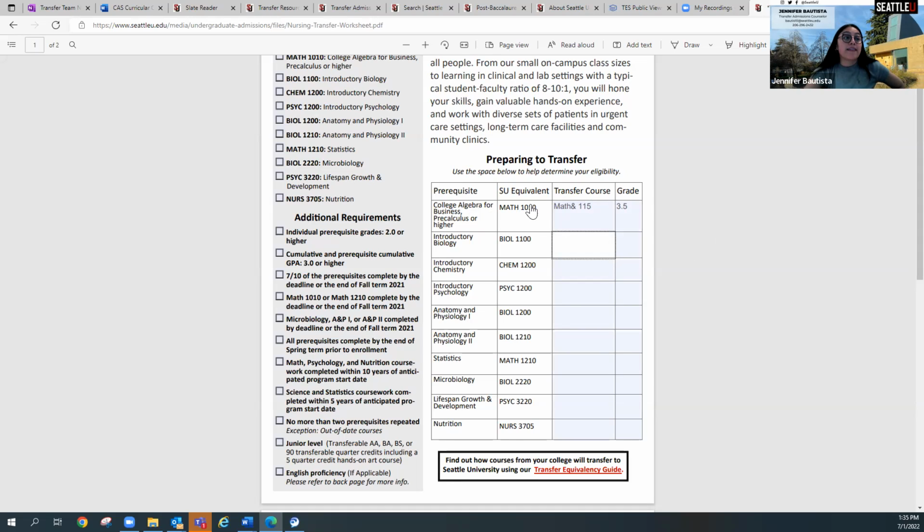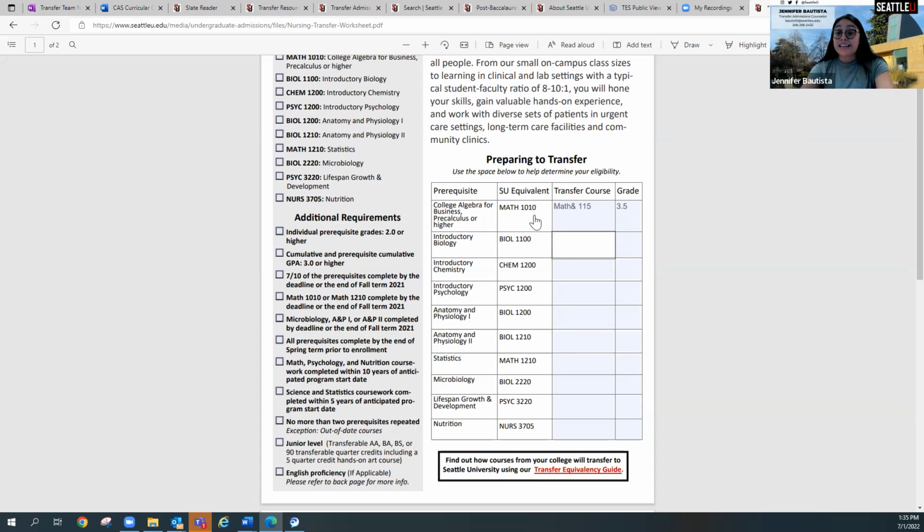Not just that, but this SU equivalent course number is going to be extremely helpful when using the transfer equivalency tool. As I mentioned in the transfer equivalency tool video, transfer planning worksheets and the transfer equivalency tool are super helpful for our transfer students when using them together. So when looking for your class, let's say I am at Highline, I took Math 115. I need a direct equivalent to 1010.